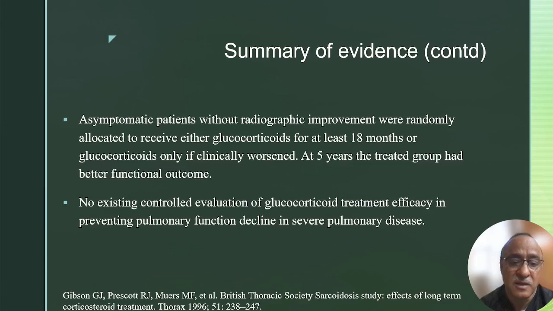A Gibson study way back in 1996, published in Thorax, reported that asymptomatic patients without radiographic improvement were randomly allocated to receive either glucocorticoids for 18 months or corticoids only if the patient worsened clinically. At 5 years, the treated group had better functional outcomes. So there is no existing controlled evaluation of glucocorticoid treatment efficacy in preventing pulmonary function decline in severe pulmonary disease.